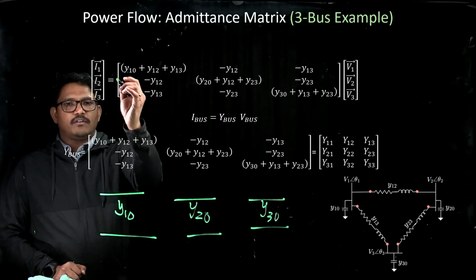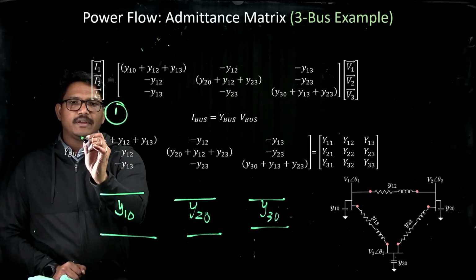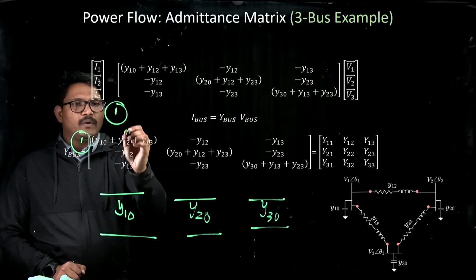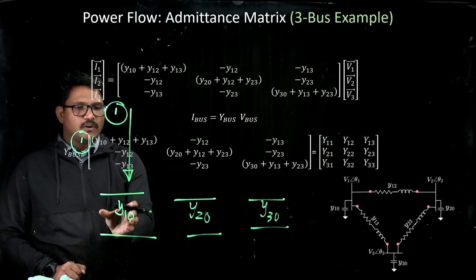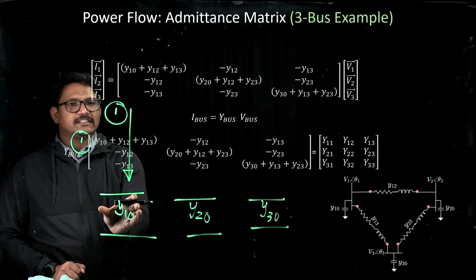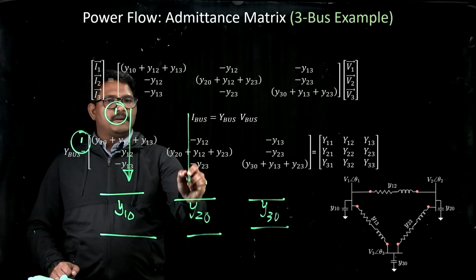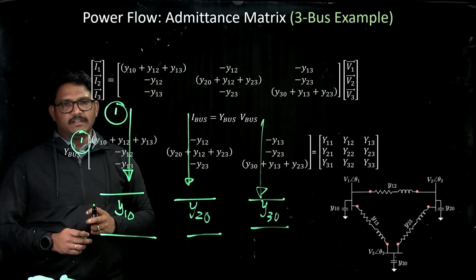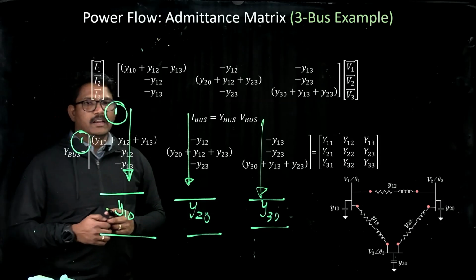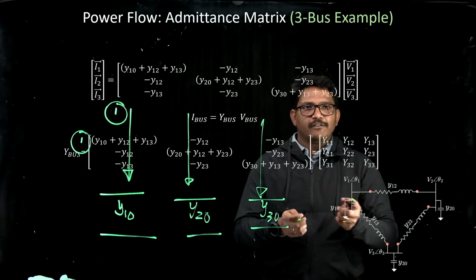That means your first column is related to bus number 1, or your first row is related to bus number 1. When you add all the elements in that particular column, you get the value of the shunt susceptance that we have at bus number 1. Similarly, for bus number 2 and bus number 3, that's how we'll get the shunt susceptance. So this is how we calculate the admittance matrix of a given network.